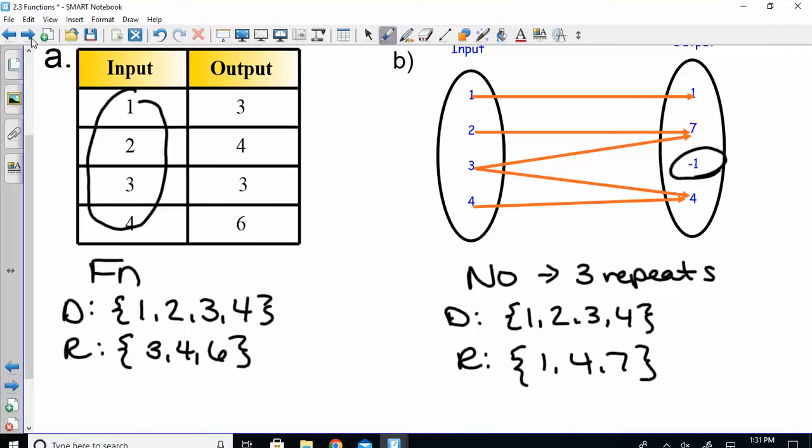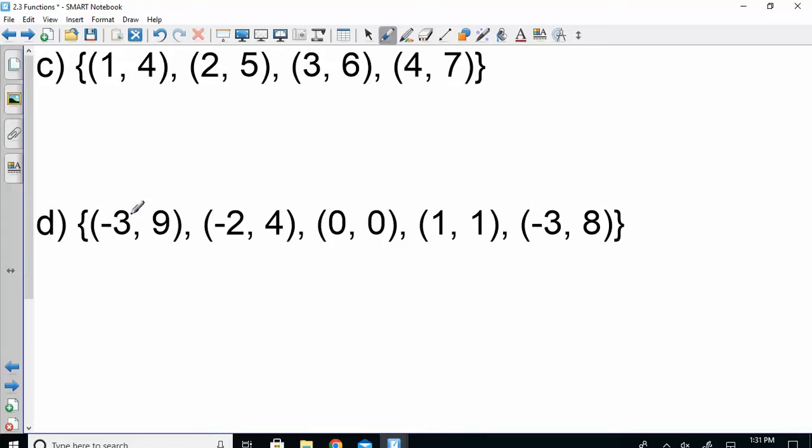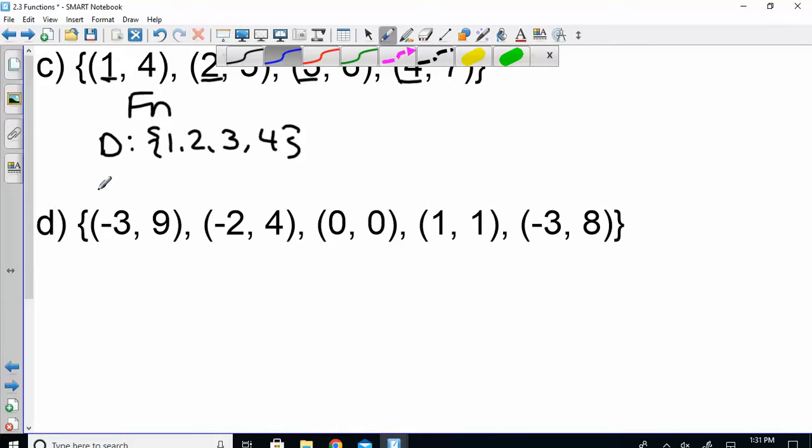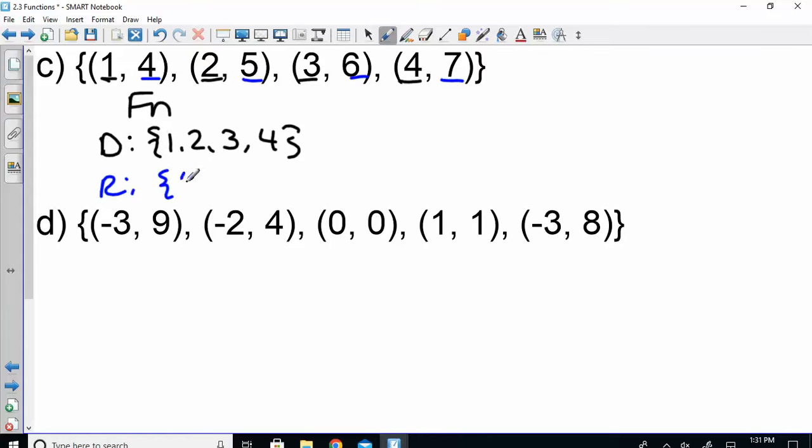So how about if I gave you a set of ordered pairs? Is this one a function? Yes. What's the domain? Domain is just the x of each ordered pair. Range is your y, so that would be 4, 5, 6, 7.